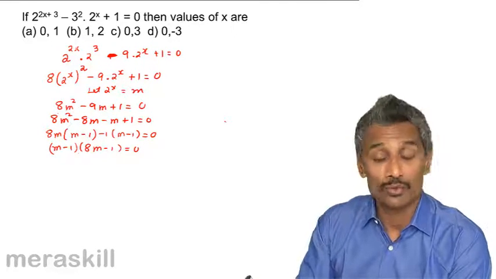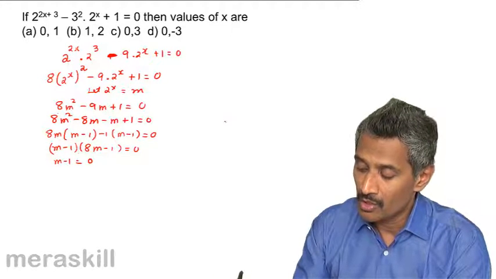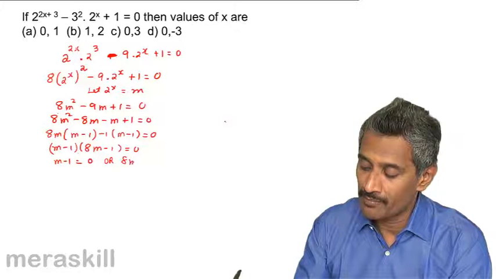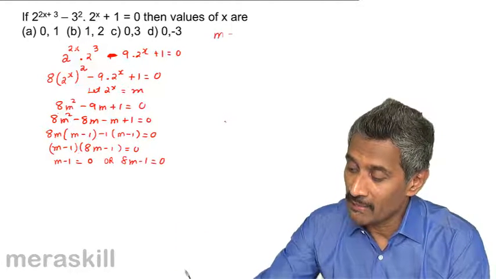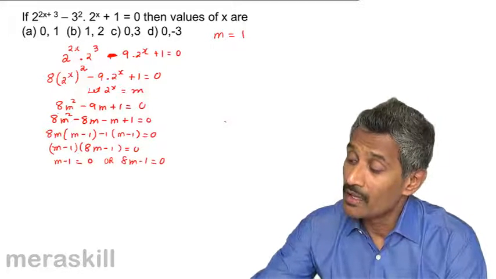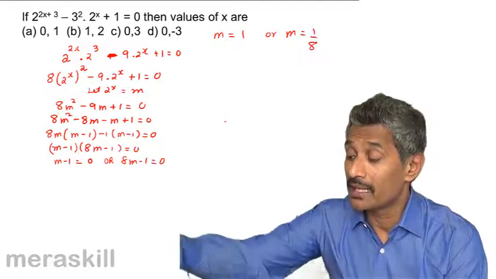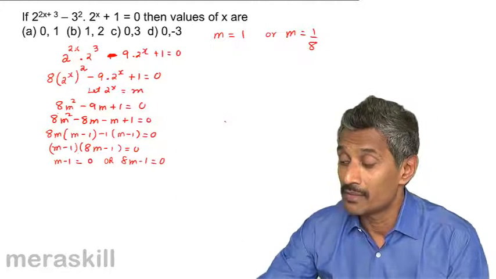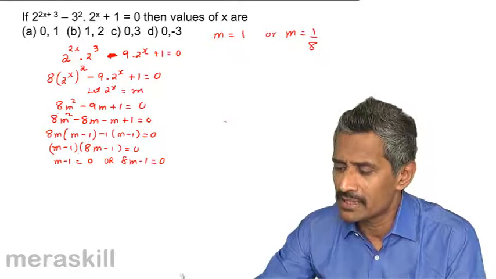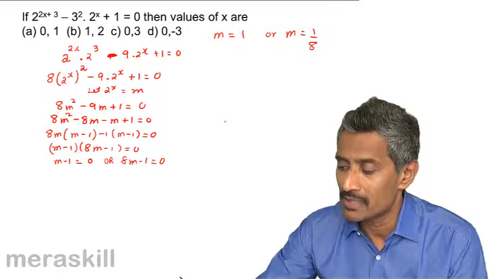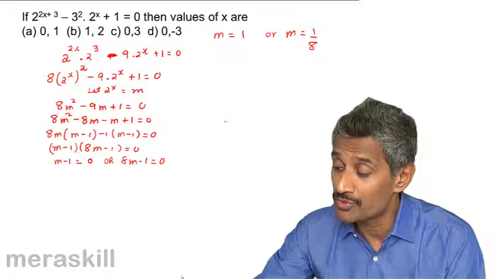Again, the product of two numbers is 0. So either m minus 1 is 0 or 8m minus 1 is 0, which means that m is 1 or m is 1 by 8. You may think at this stage, oh, I'm done. But this is not it, and if you look around, it's not tallying with what we have. There's no 1 and 1 by 8, and none among these options. This is where the alarm bell should ring.